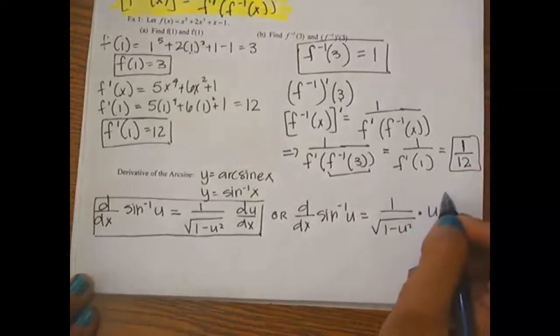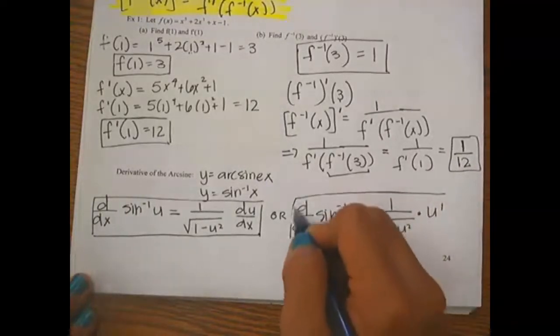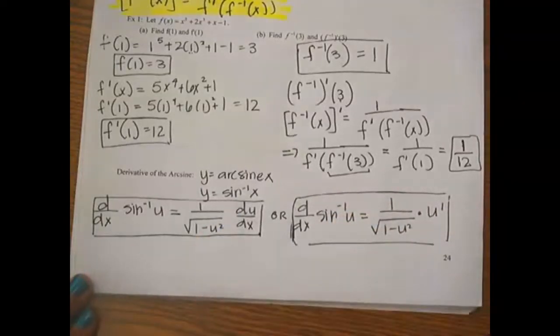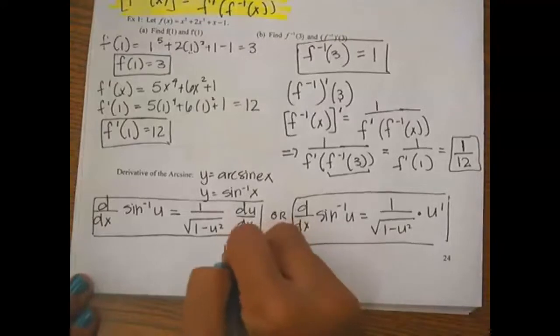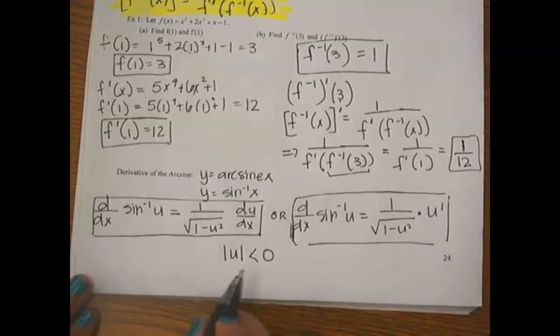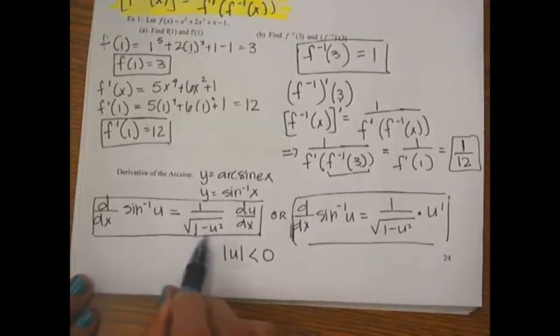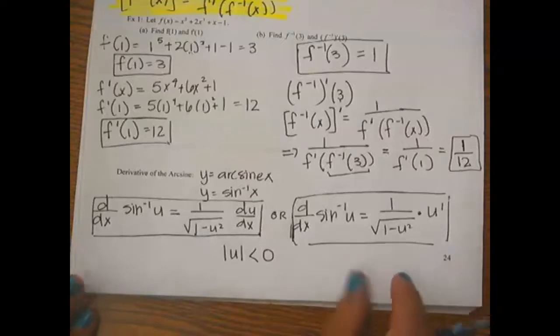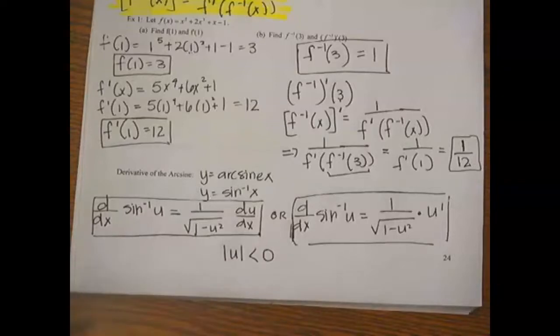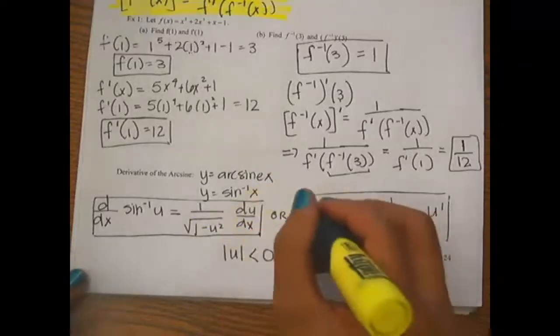U prime is the same as du over dx. Okay? Provided that the absolute value of u is less than 1. The reason is if it's not less than 1, then there's going to be a negative under the radical, so I can't have that. Okay? So that's your formula for the derivative of sine inverse. Make sure you highlight it, and you really do need to know it. Okay? So I'll highlight it for you.